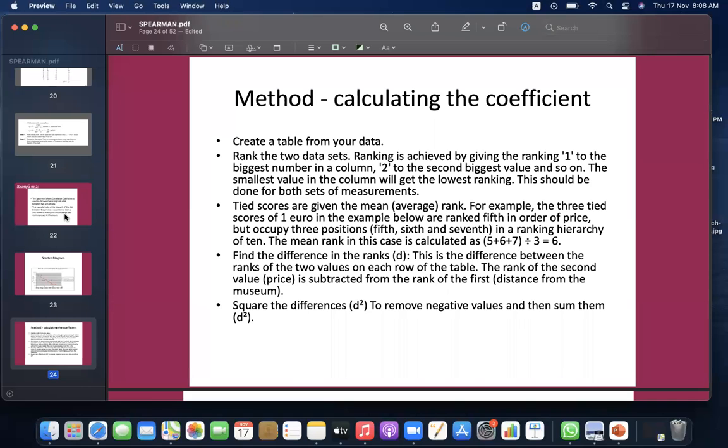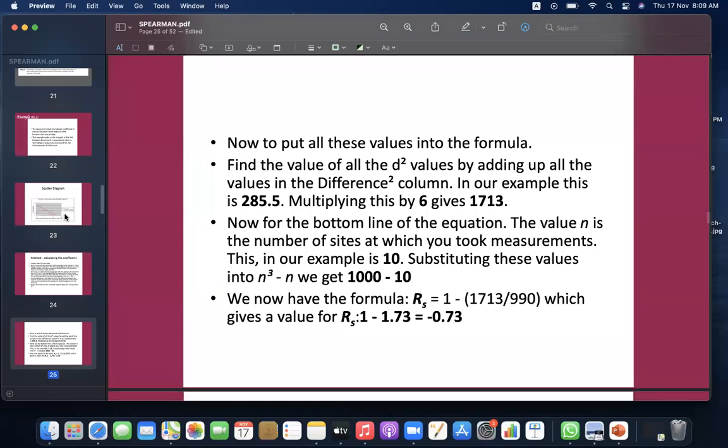Find the difference in the rank, that is D. This is the difference between the ranks of the two values on each row of the table. The rank of the second value, price, is subtracted from the rank of the first, distance from the museum. Square the differences to remove negative values and then sum the D square.